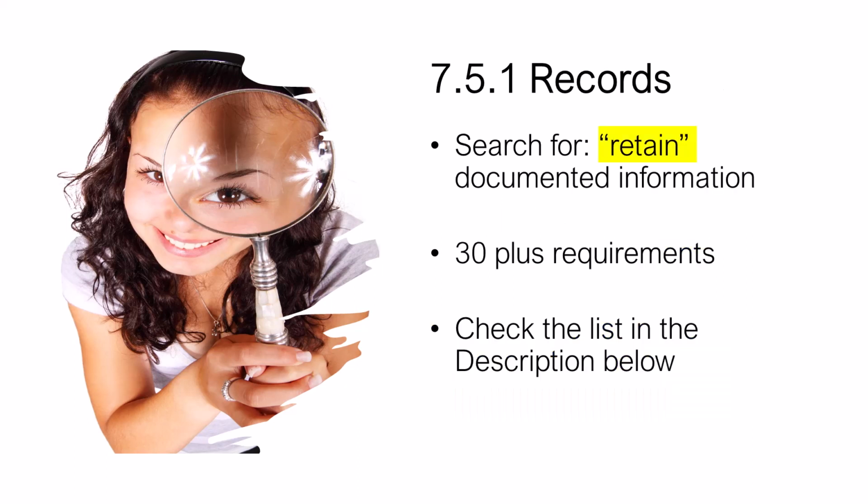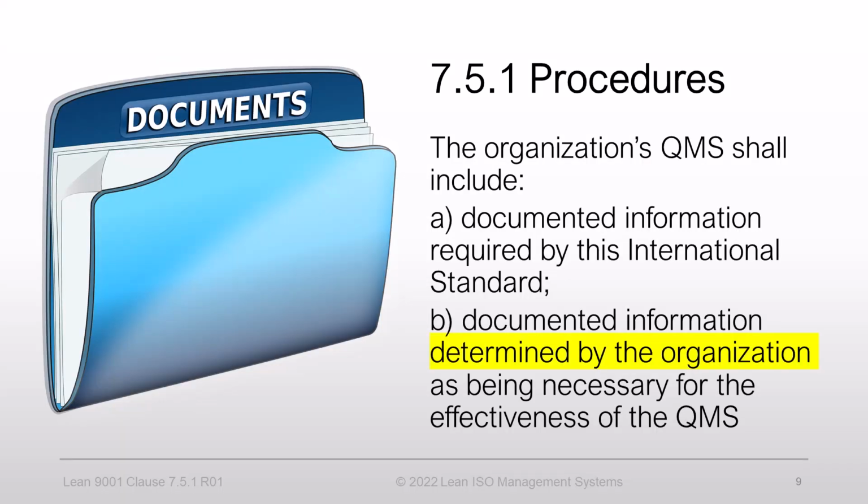Now that we are good with the procedures, let's move on and find what the standard requires for records. Let's search the standard for the term retain documented information. Retaining means records. This search showed some 30+ requirements for records, and I listed those records for you in the description below. Now, let's move on to the documentation that your organization defined as needed to keep your business effective.